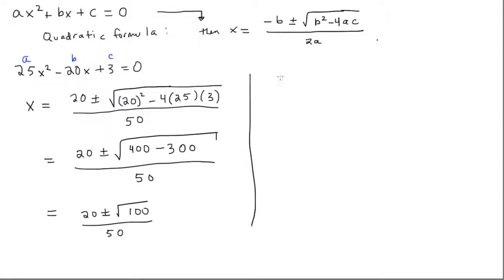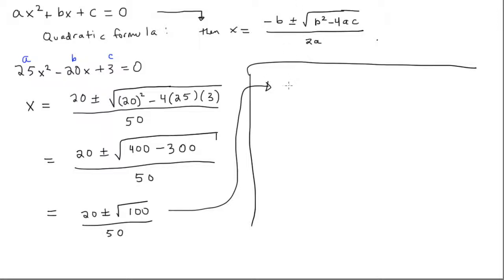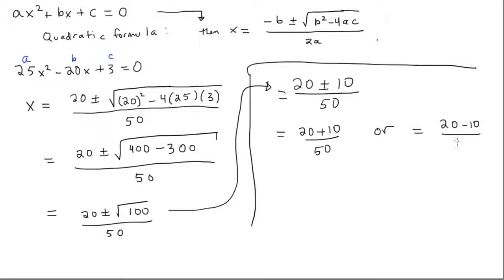Okay, let's come over here. And, okay, square root of 100 is easy. It's just 10. So we have 20 plus or minus 10, all divided by 50, and that's still equal. Okay, so we have two possibilities here. One is the plus version, and the other is the minus version. So if I do the plus version, we have 20 plus 10 divided by 50. And then the minus version is 20 minus 10 divided by 50. And now we just need to work out which each one is.